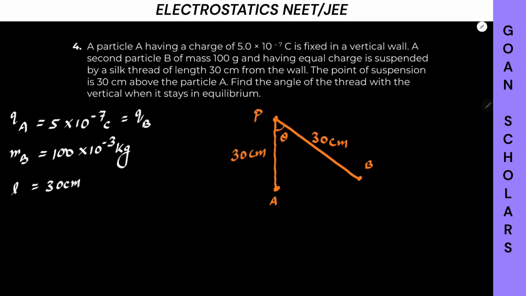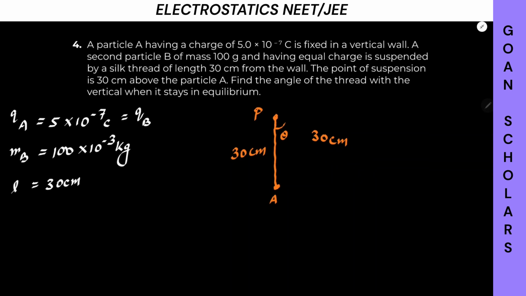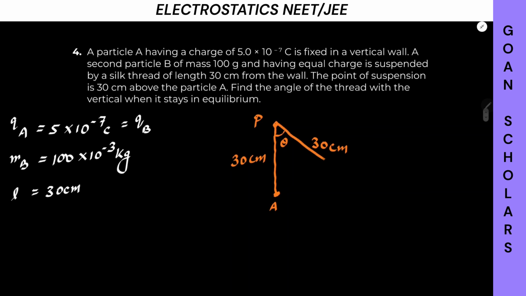So let's see what the forces are. Let me just make it a little higher so that we can understand it better. So B is suspended here. Now what are the forces acting on B? The question says find the angle of the thread with the vertical when it stays in equilibrium. Equilibrium means net force is 0. You have to find the angle theta. So let's see what forces are acting on B.